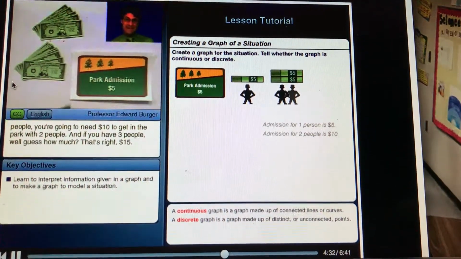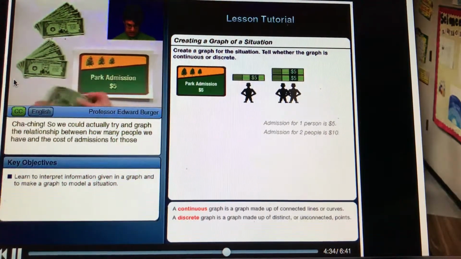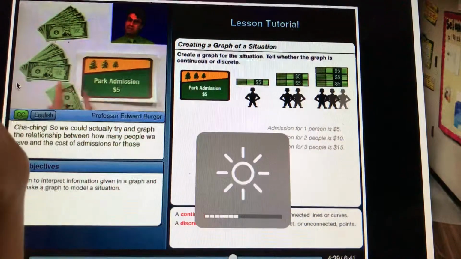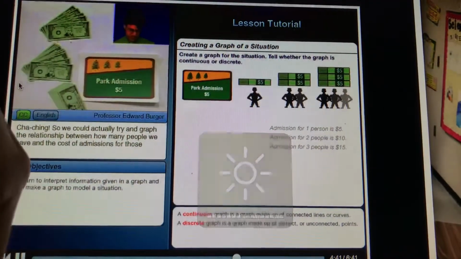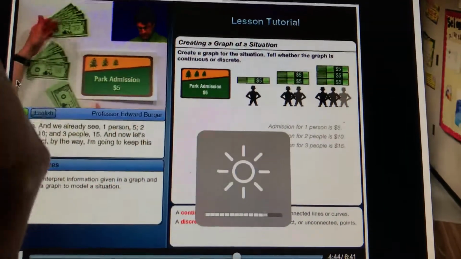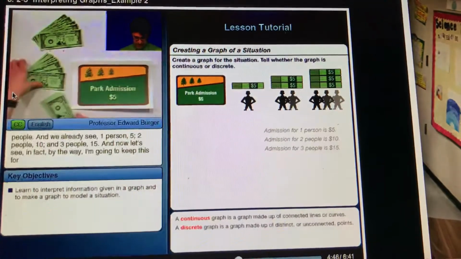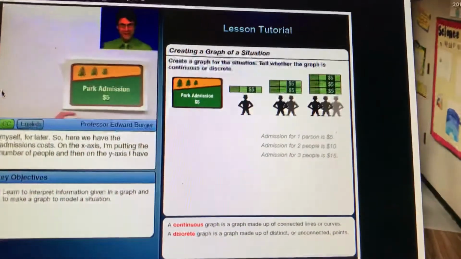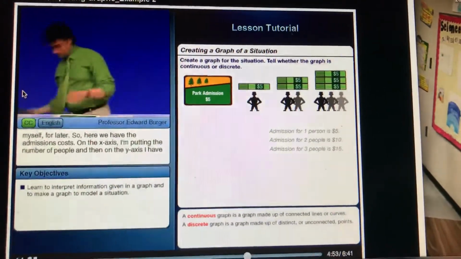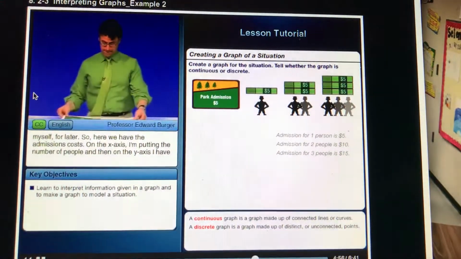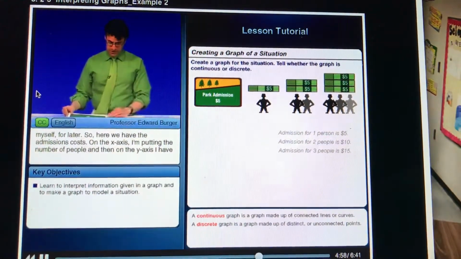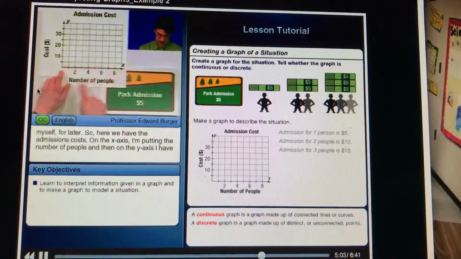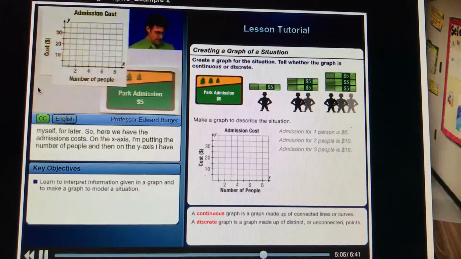And if you have 3 people, guess how much? That's right, $15. So we could try to graph this relationship between how many people we have and the cost of admissions for those people. And we already see 1 person 5, 2 people 10, and 3 people 15. So here we have the admissions costs, and on the x-axis, I'm putting the number of people, and on the y-axis, I have the actual cost.